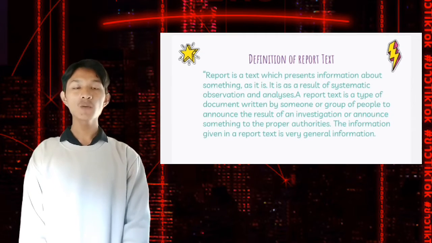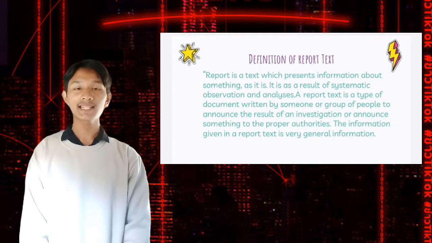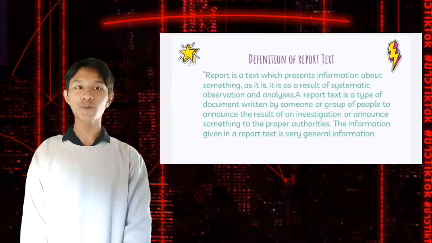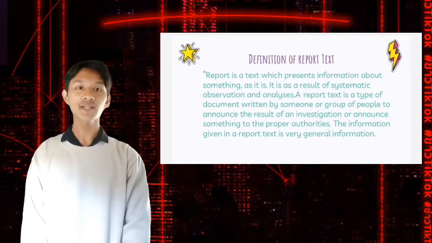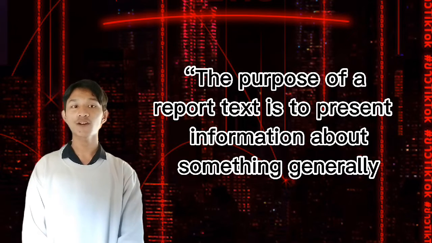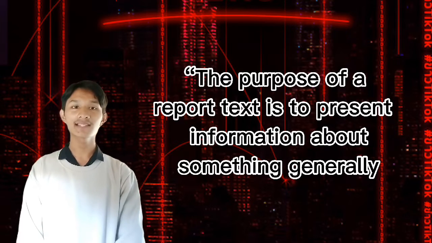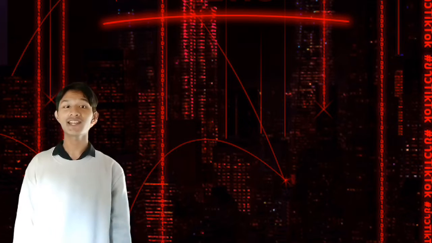Okay, first I will explain to you about the definition of report text. Report text is a text that presents information about something as it is. It is a result of systematic observation and analysis. The purpose of report text is to present information about something generally. Go on to the next.